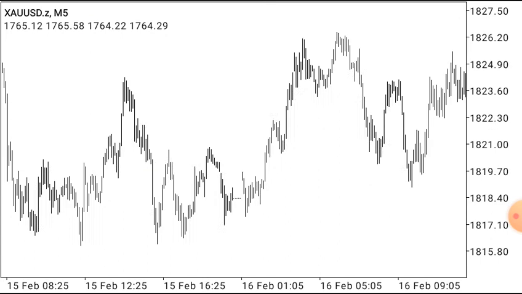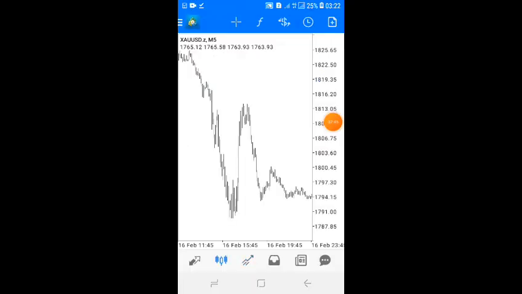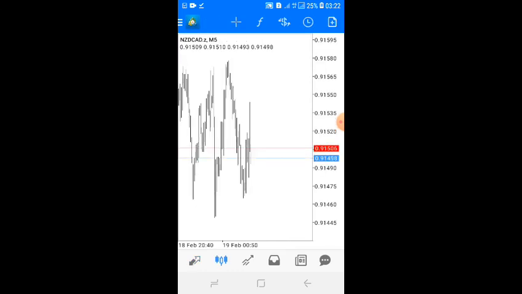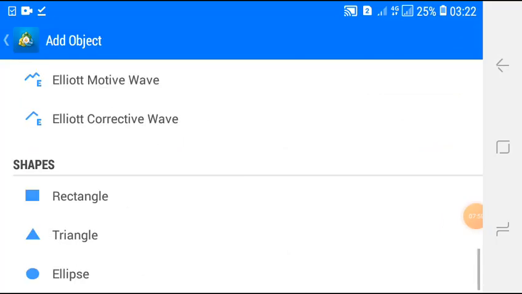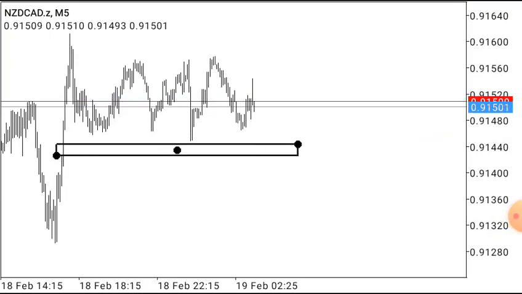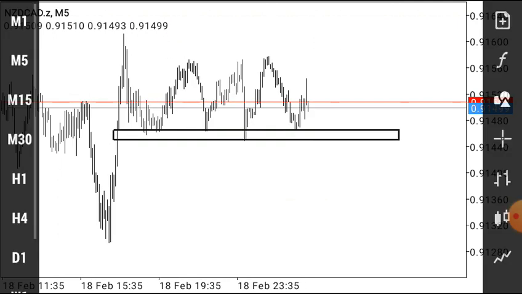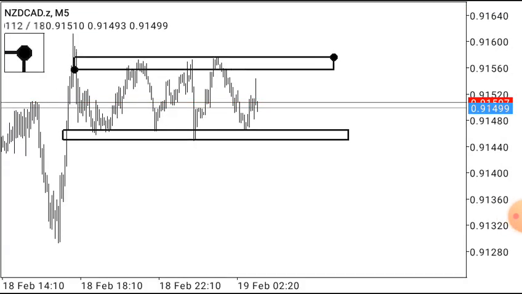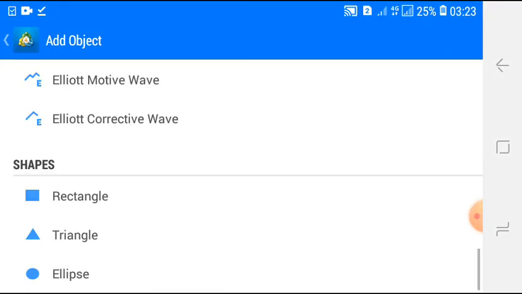So let me just show you another example. Let's go to a different pair, right? And one thing you can do as well is you can actually use this on any pair, right? So this is just an old account of mine that I'm using right now. I'm not using this account anymore because I have no account, right?